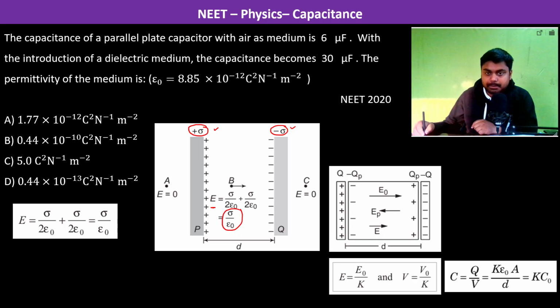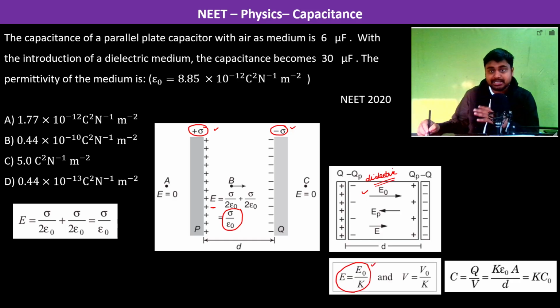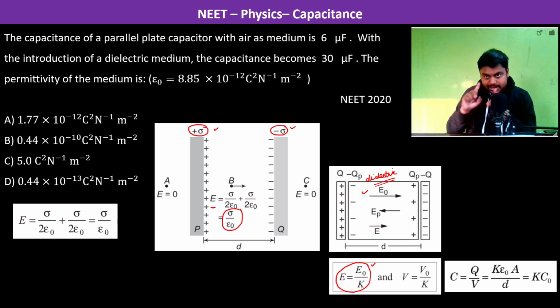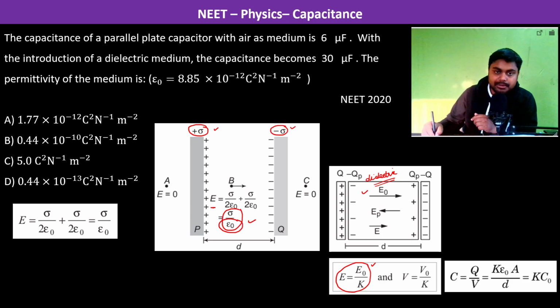Now when we place a dielectric here, okay, so this is the dielectric which is placed. This dielectric reduces the electric field by k times, so it becomes E naught by k. So basically, wherever we have a dielectric medium, we simply replace epsilon naught by k into epsilon naught.